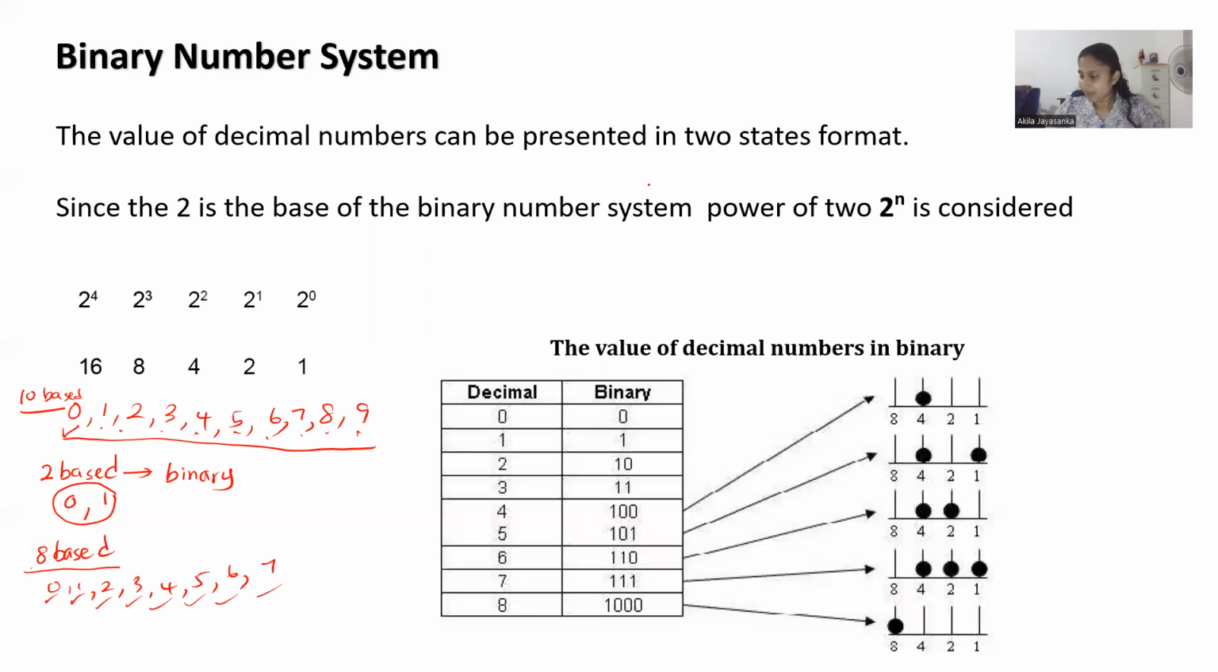Right? Okay. Then let's come to the 2 base system. In this 2 base system, 2 to the power n is considered. When we talk about the binary number system, it is 2 to the power n, right? This is the 2 to the power n system. Let me explain it a little with a number.